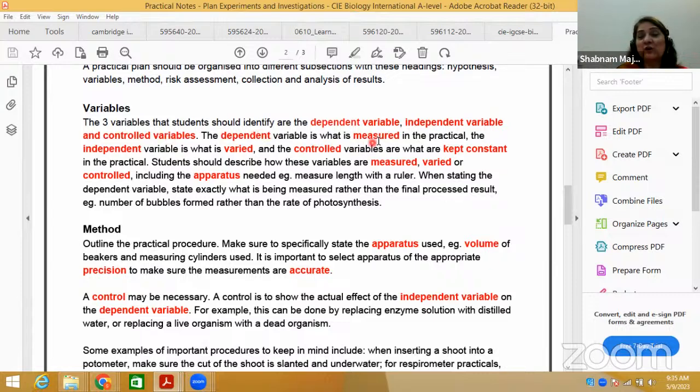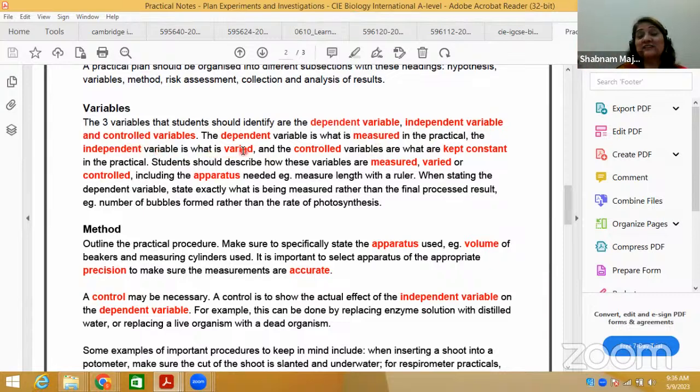The dependent variable is what is measured, what is observed, what is the result in the practical, which depends on the independent variable. For example, you make different molar solutions, and the percentage change in length of the potato tubers is due to the molar solution in which you are immersing those potato tubers. I hope you understand. Or the rate of enzyme reaction depends on the temperature you are taking as the independent variable, or the pH you are taking as the independent variable.